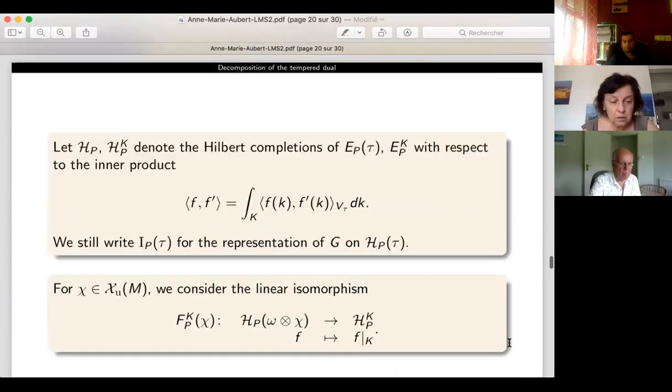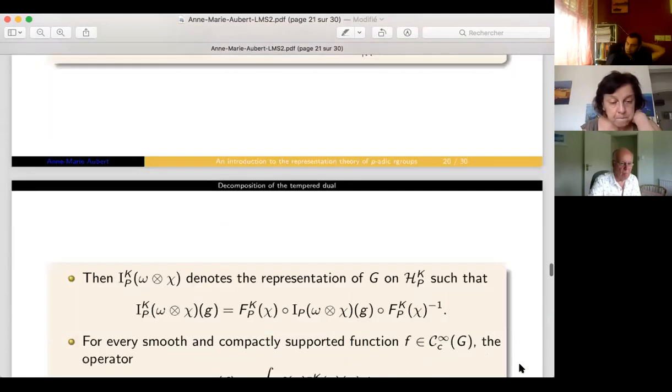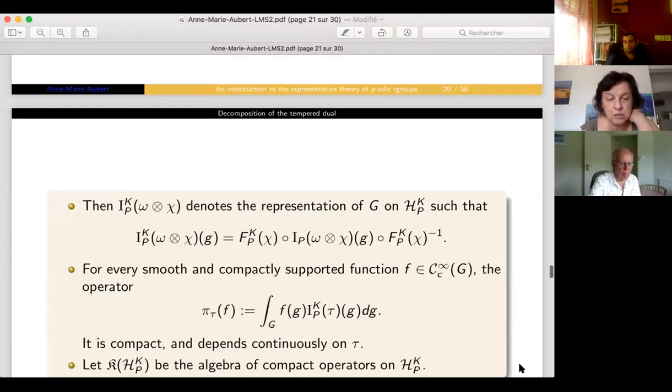So now, if we take a unitary unramified character chi of our Levi M, we can consider the following linear isomorphism. We start with a function f in H_P of omega tensor chi, with the previous definition where tau is taken to be equal to omega tensor chi, and then you have a map, which is just defined as a restriction map from H_P of omega tensor chi to H_P^K. We denote this map as F_K^P of chi. And then we can consider the representation of G on the space H_P^K, which is defined as follows. In the middle, you have just the parabolically induced representation of omega tensor chi, and you consider the conjugate of this by F_K^P of chi.